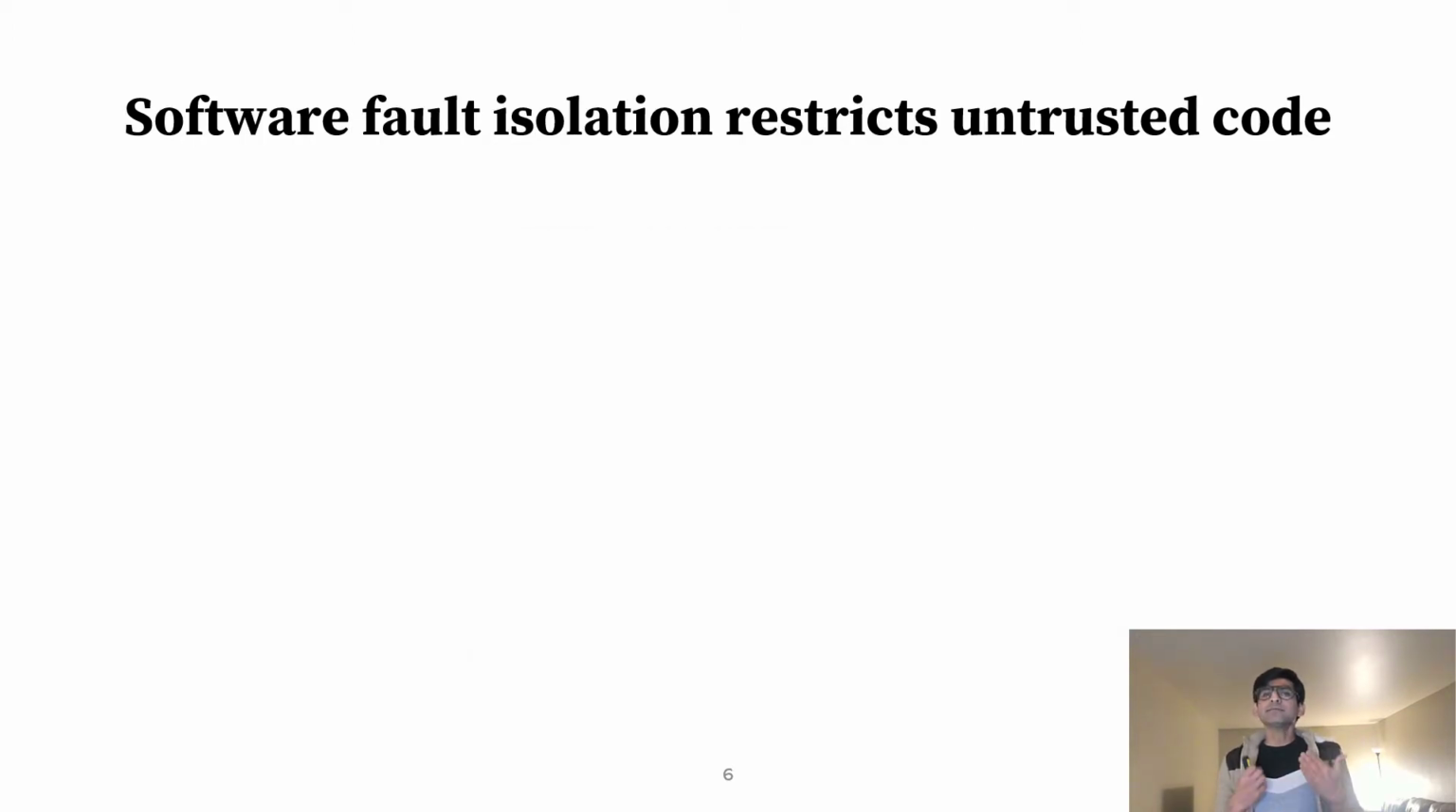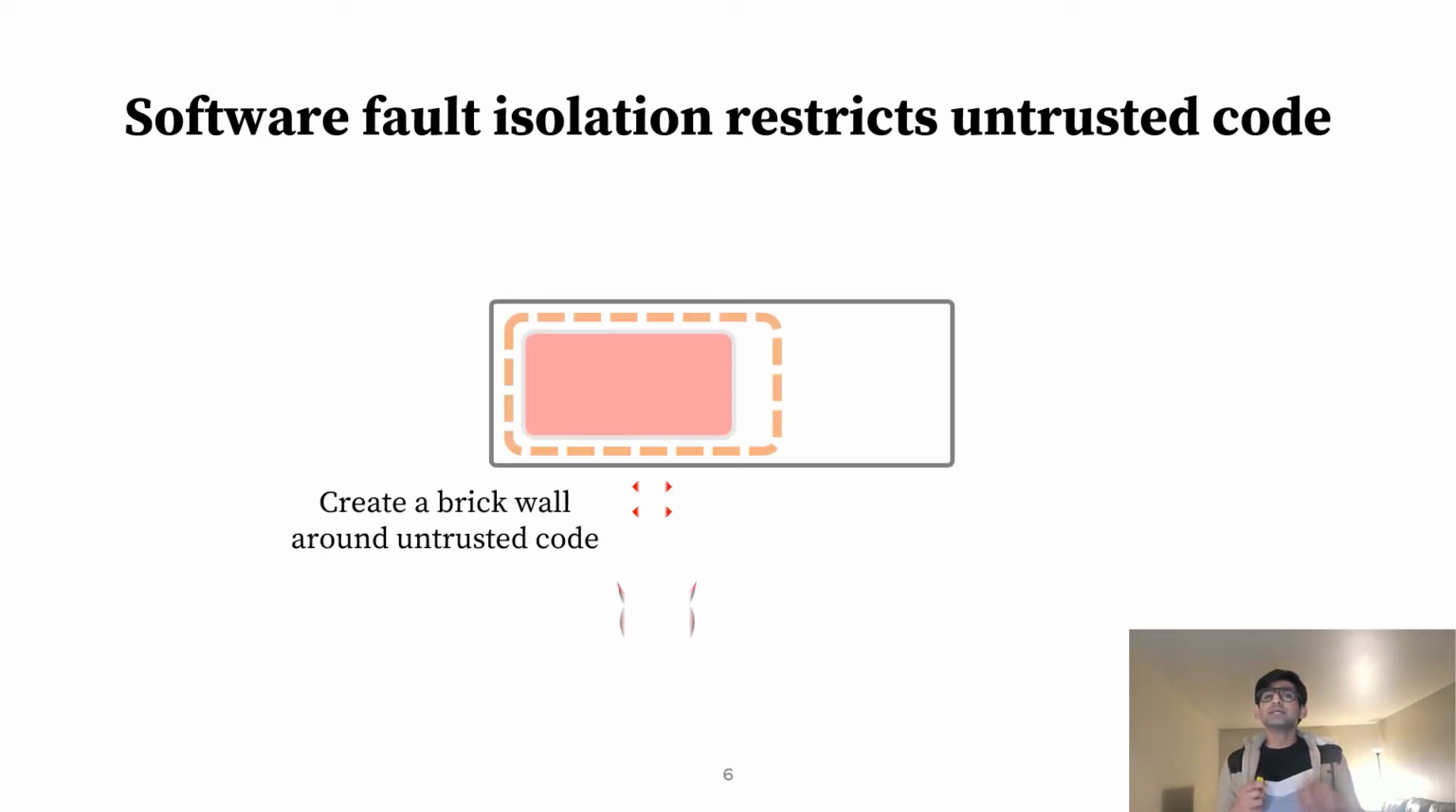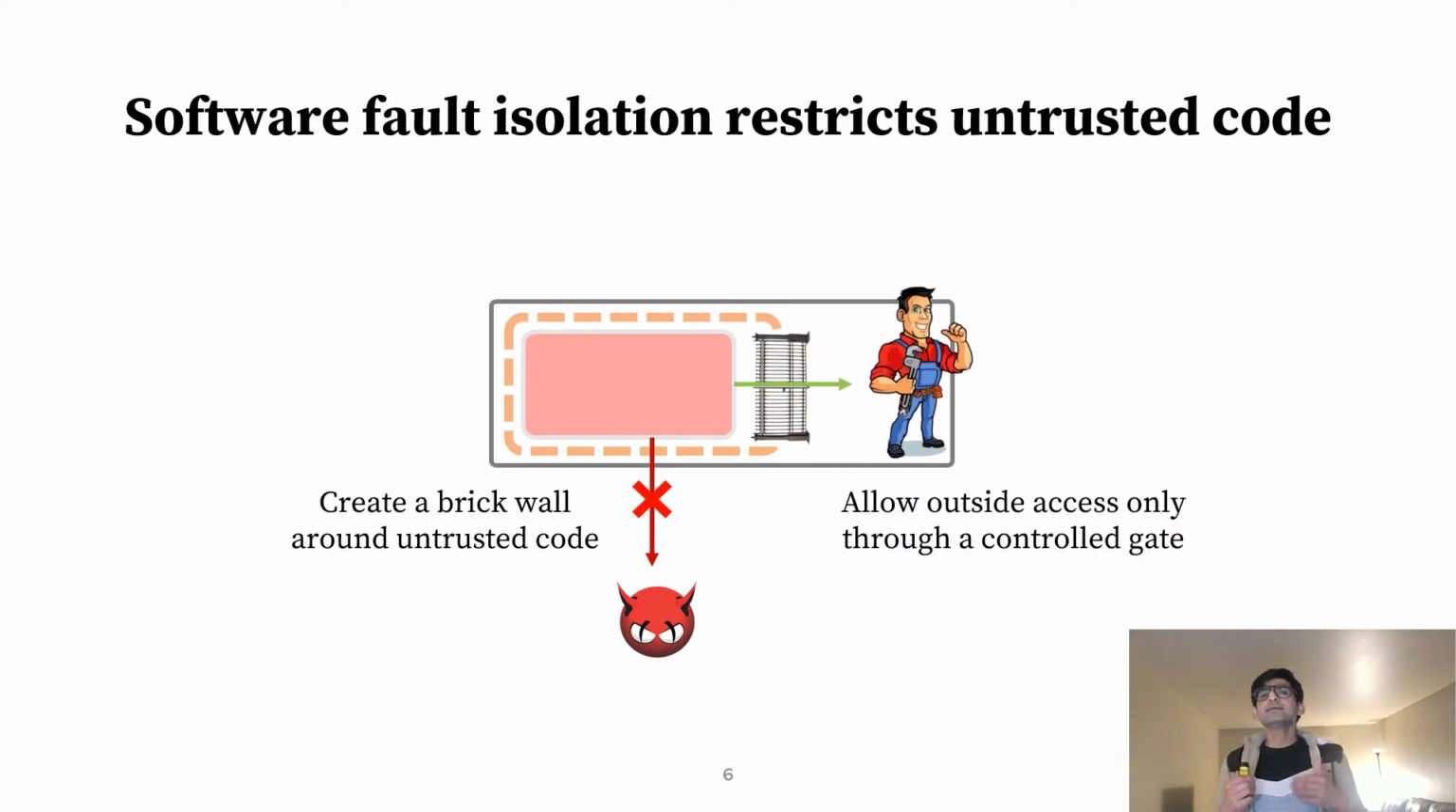Prior research in computer security has actually implemented a lot of ways to restrict untrusted code. One of the most promising ways is using techniques called software fault isolation. Conceptually, what software fault isolation does is it creates a brick wall around an untrusted piece of code that restricts the code's access to any outside attacker. Then we provide this piece of code with a very narrow interface to communicate with the outside world. And that narrow interface is completely controlled by trusted services.